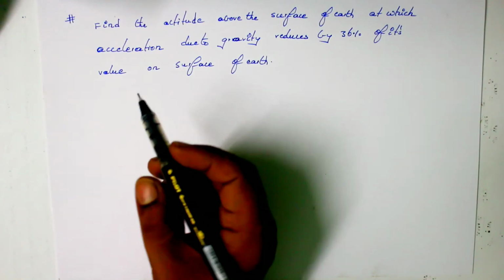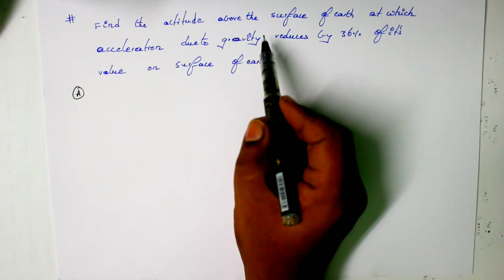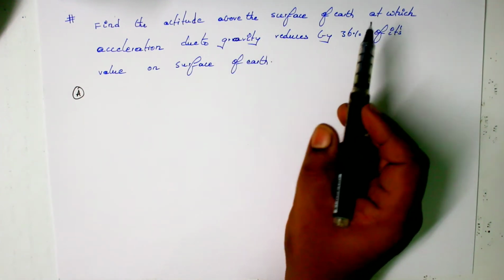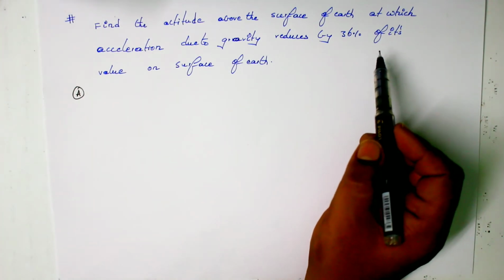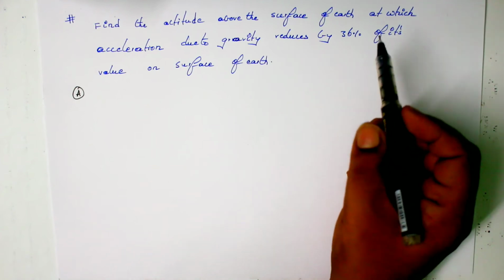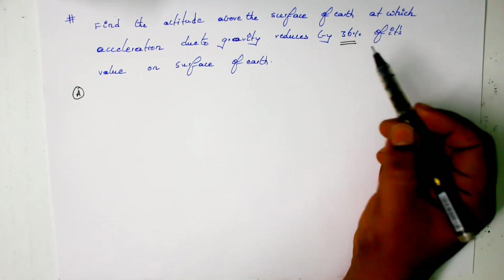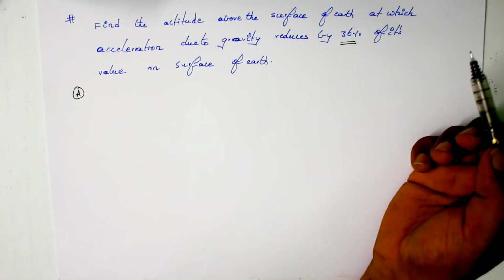Friends, now let us see this question. Find the altitude above the surface of Earth at which acceleration due to gravity reduces by 36% of its value on the surface of Earth. So here, if I see the percentage of reduction, it is 36%. So it is much greater than the actual value.